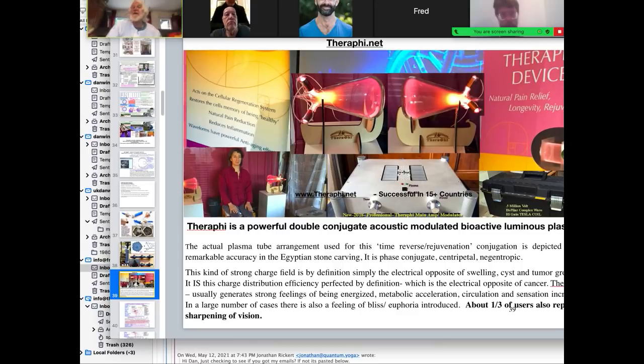So here's the Therify.net. This is a technology that's absolutely taken off. I'm so grateful. When this slide was made, it was 15 countries, now it's 25 countries. And so we're doing rejuvenation, pain reduction, et cetera, et cetera. Don't make medical claims, but obviously you charge the aura massively with centripetal force, and the results are incredible, off the charts.